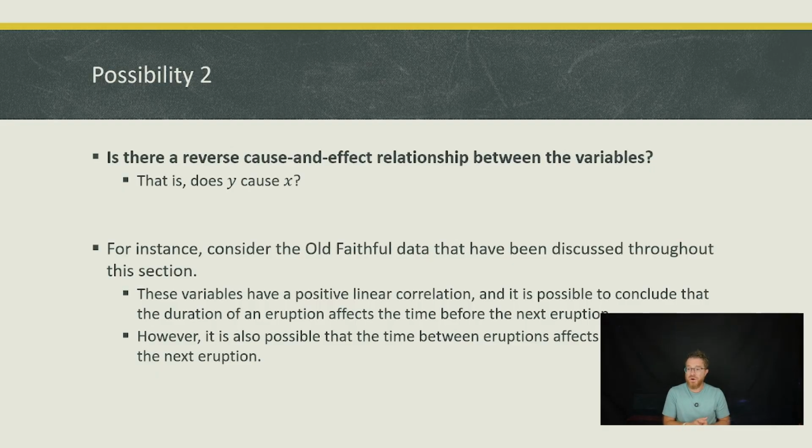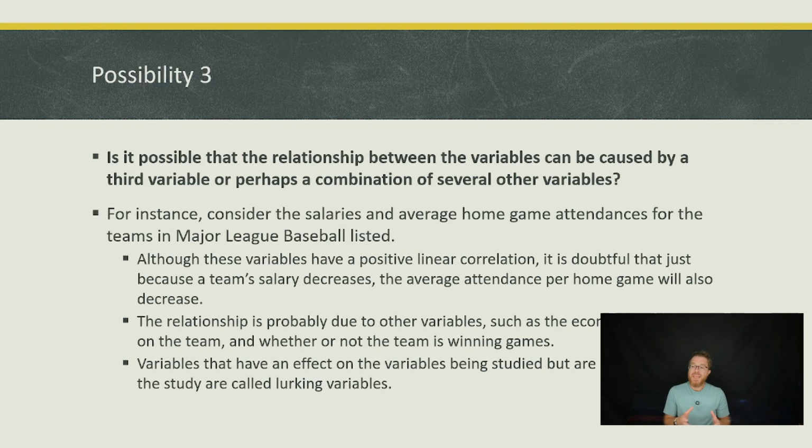The third possibility is, is it possible that the relationship between the variables can be caused by a third variable or perhaps a combination of other variables? This would be something where you're seeing a relationship between two things, but there's some other underlying variable, possibly what's called a latent variable, which means that it's something we can't maybe directly measure, but it's actually kind of affecting both of these. Or it could be a whole combination of measures that are actually leading to these to have a relationship that change with or against each other.